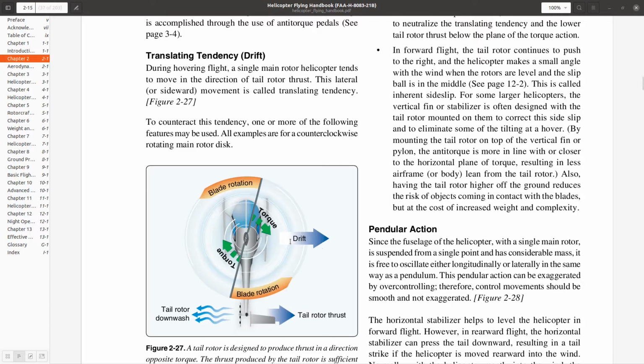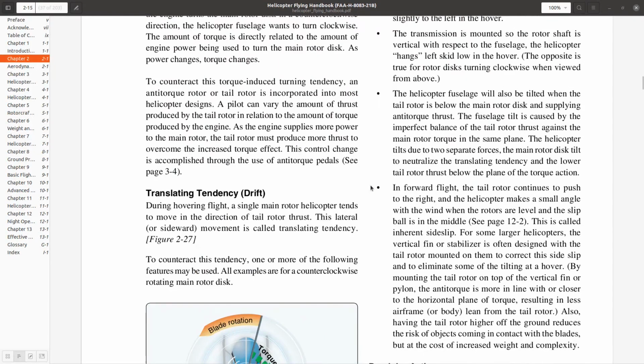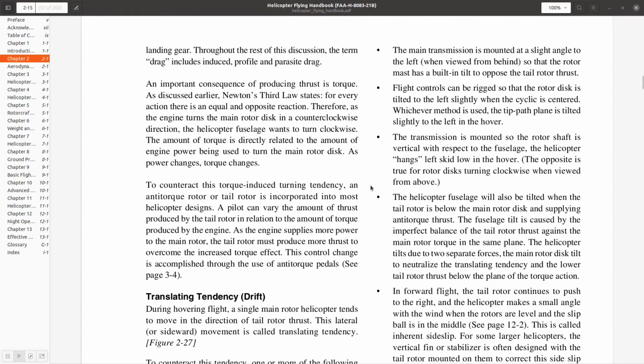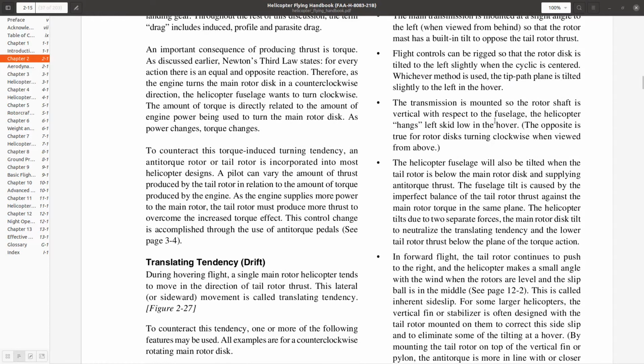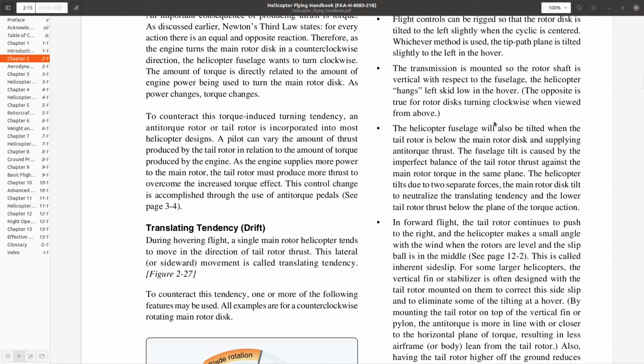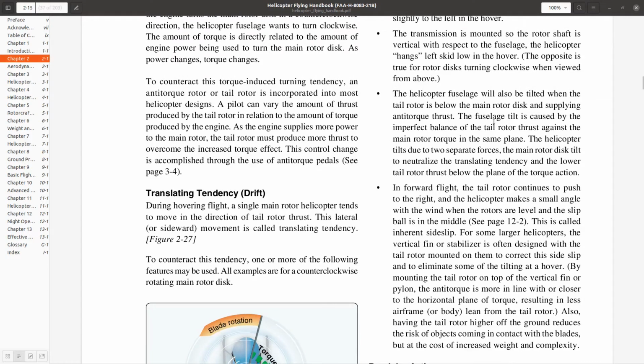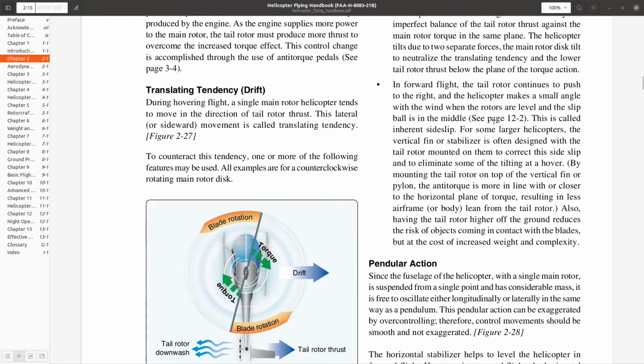So how do I fix that? I can do things like tilt the rotor to the left. And depending on the helicopter, this might be done for me. And here in the book, they talk about different ways that this can happen. You put a slight angle in the rotor. You can rig the flight control a certain way. You can set up the transmission a certain way. You can tilt the whole fuselage. And then there's the Robinson way. The helicopter pilot has to fix it.